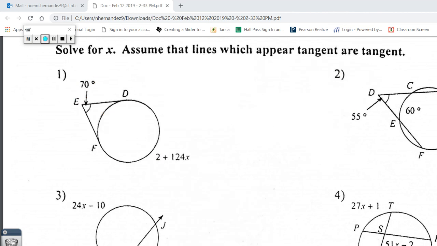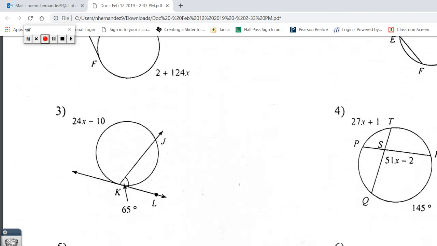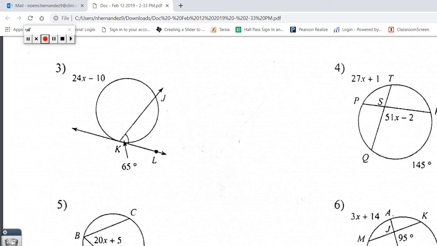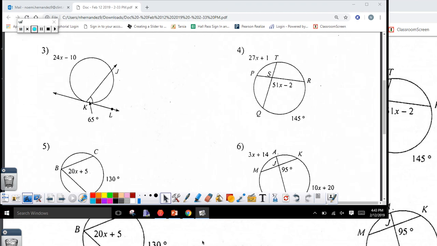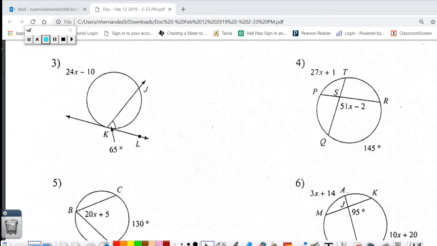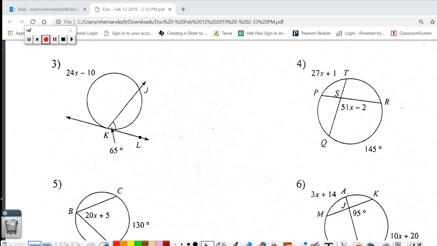Okay, I want to work with you guys problem number 3 and problem number 4. So the first thing I want you guys to look at is, please excuse me guys, this computer. So problem number 3, look at how they're giving me angle 65. There's many options as to how to solve this problem. They're giving you angle 65 right here.